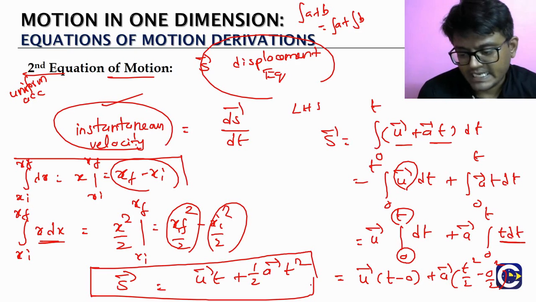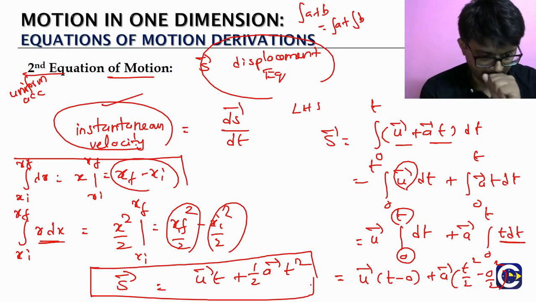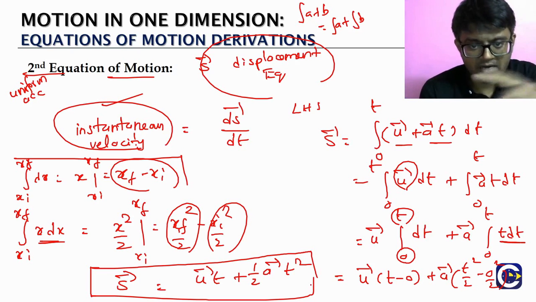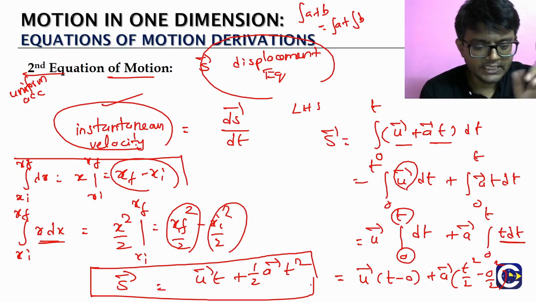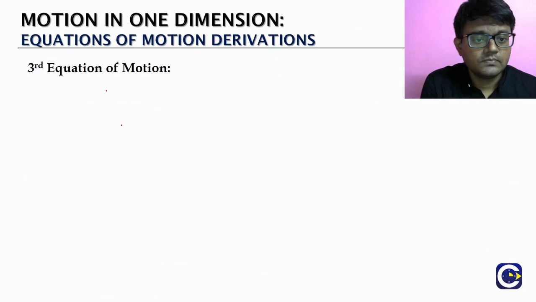So we get our second equation. What is it? s is equal to what? ut plus half at square. Here, why are we putting a bar for them? Because s, u, a, they are what? Vector quantities. Time is anyway a scalar.